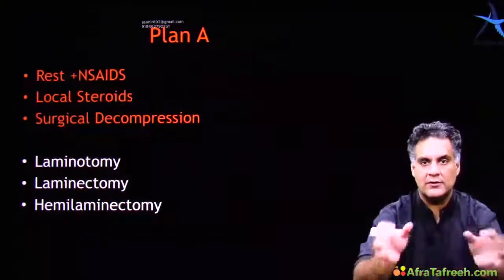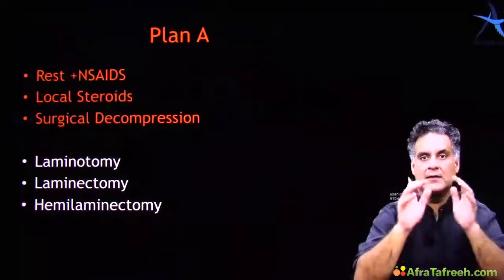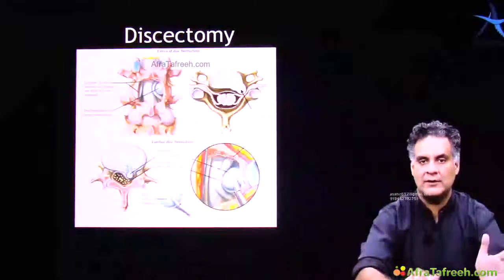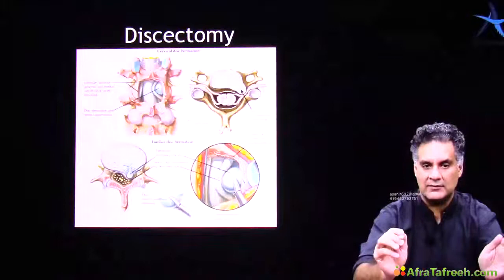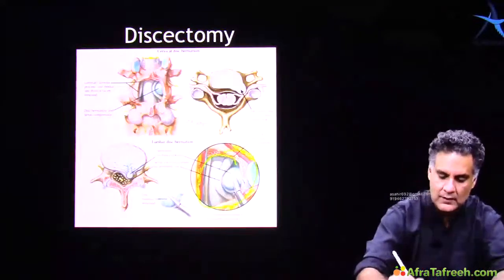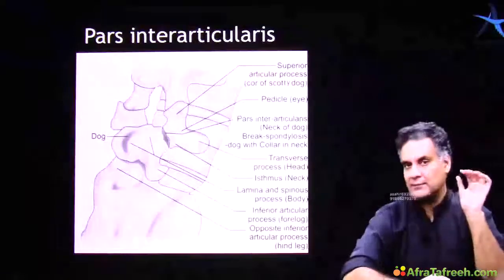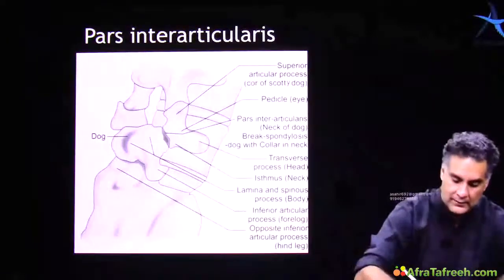And what are the surgeries you can do? You can make a hole in the lamina, or remove the lamina or the half lamina. So these are the ways that you can remove the disc. You can just make a small hole in the lamina, or you can remove the entire lamina or the half lamina. Right. When you look at the spine lateral view, you see a dog.